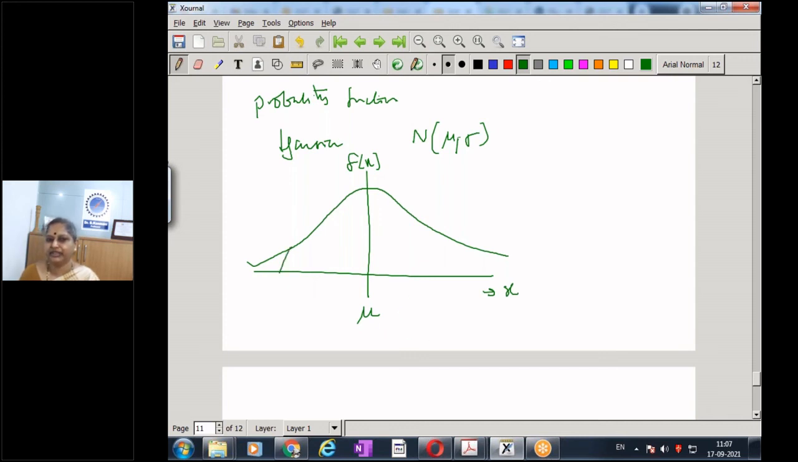What is the area under the curve? If I integrate the Gaussian distribution function from minus infinity to plus infinity, what will I get? What is the area of a Gaussian distribution function? Yes, anyone?